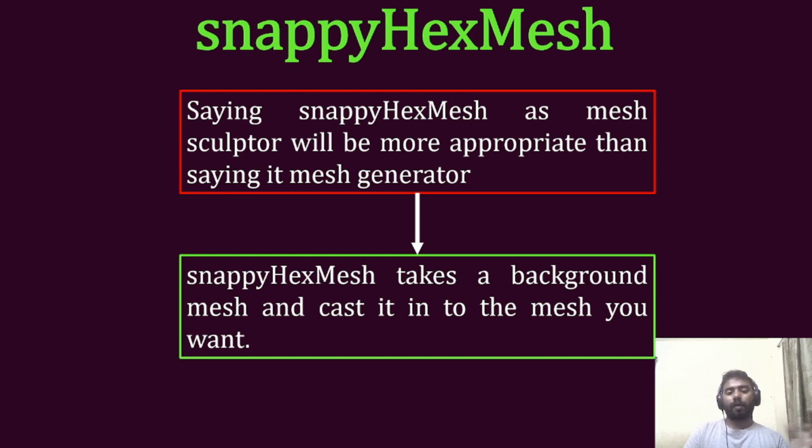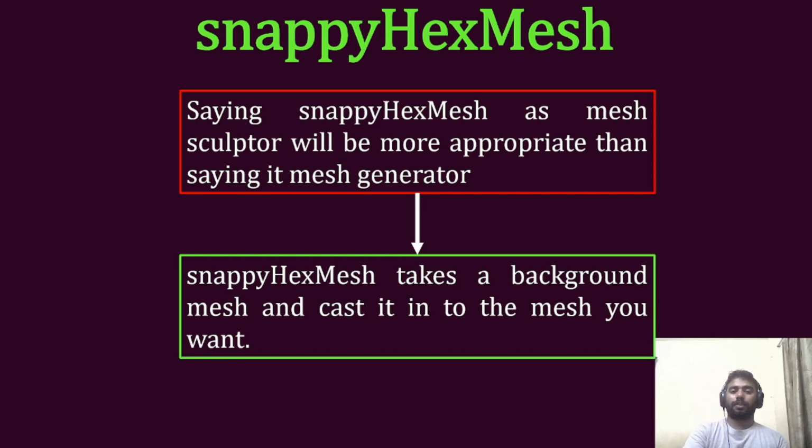You provide snappyHexMesh a background mesh, and you also provide an STL file or a complex geometry. Then what does snappyHexMesh do? It carves whatever STL surface you have provided out of, or into, the background mesh. That is why it is better to call snappyHexMesh a mesh sculptor rather than a mesh generator. If you are still confused, don't worry. When you see some examples, these points will be clearer to you.